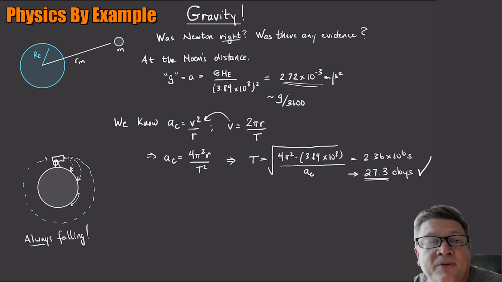It's because they're falling. They're always falling around the Earth. They're going at a magic speed sideways where the Earth's surface is falling away from them. Let's see what that is. What is that magic speed? We should be able to calculate it.